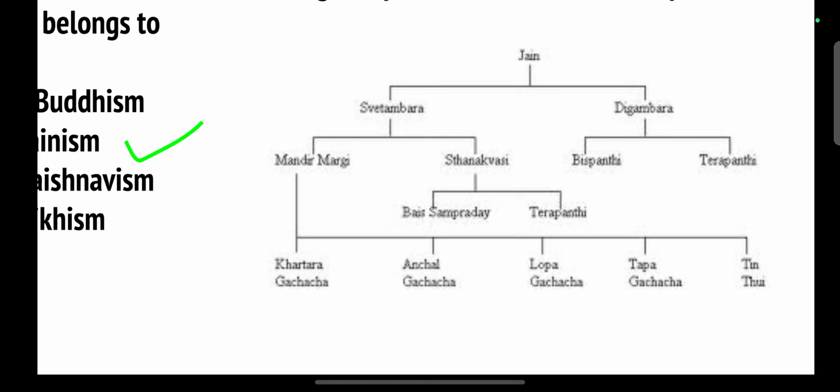Jainism is basically divided into two sects, Svetambar and Digambar. Within the Digambar, we have this Beespanthi and Terapanthi. In Svetambar, there is Mandir Margi and Sthanakwasi, which was asked by UPSC earlier. You can look at all these subsects also from this image.